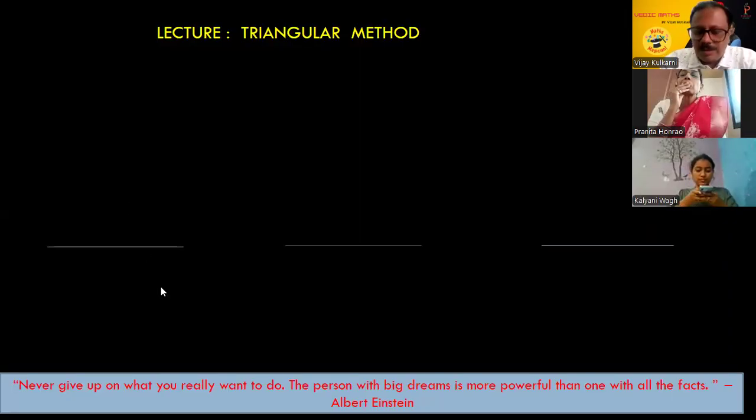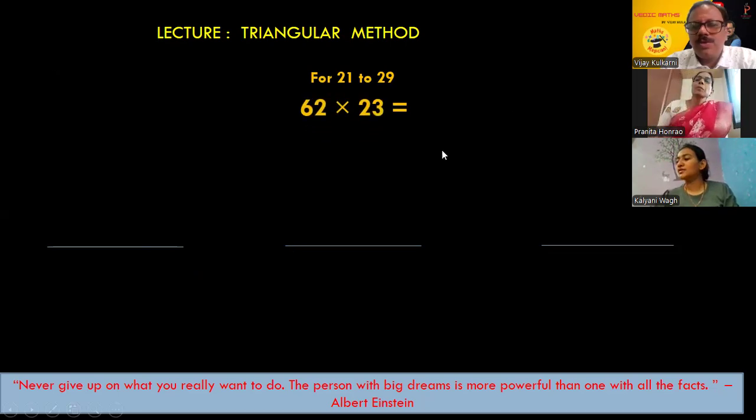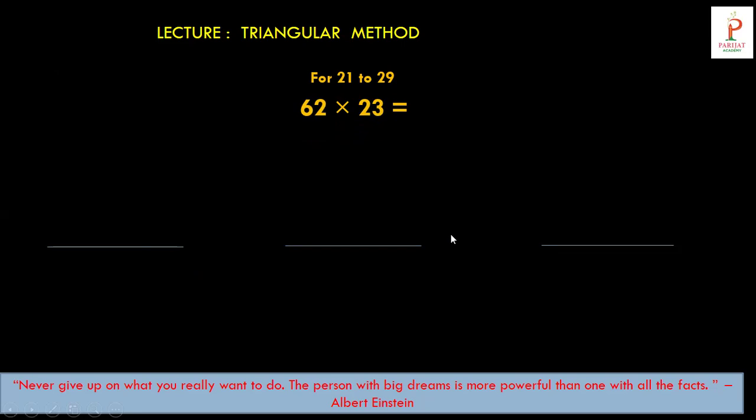The triangular method. This multiplication we use to multiply any number between 21 to 29. So first, take an example: 62 times 23.